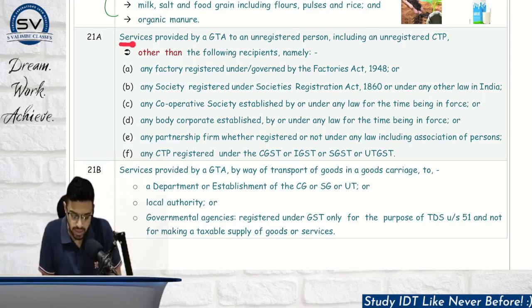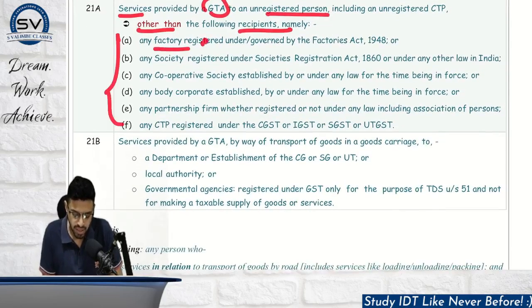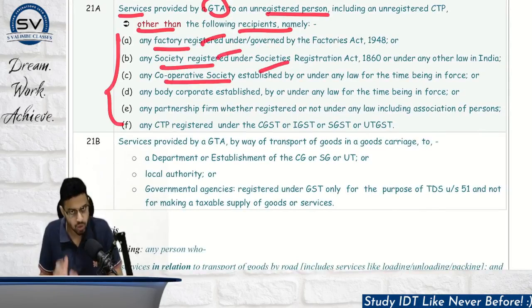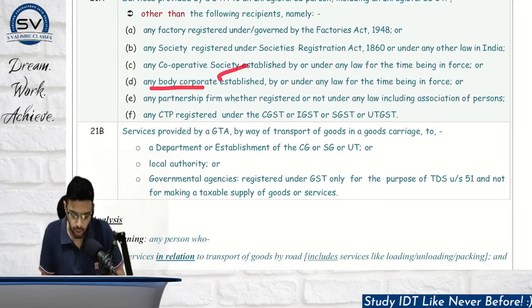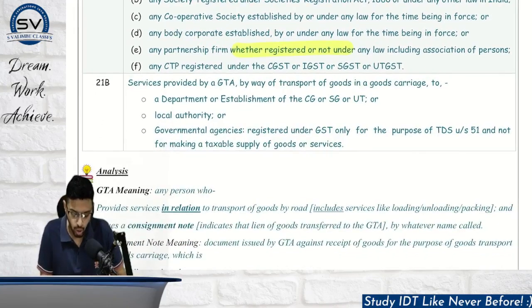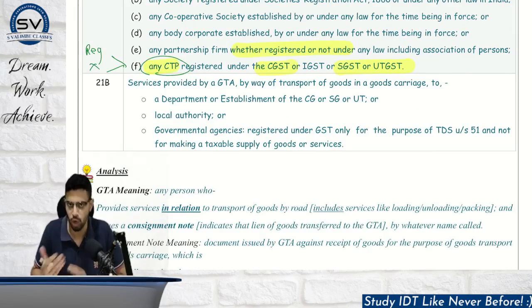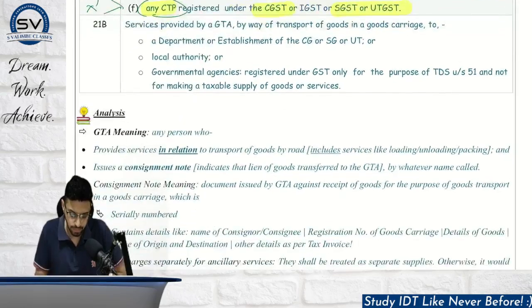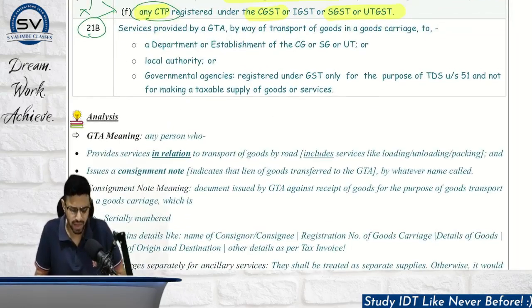Okay. So services by GTA to unregistered person other than following. Now who are following? Registered factory, registered society, cooperative society under any law, body corporate under any law, partnership firm registered or not. Why? Because sir, we talked about this, that in the Indian Partnership Act 1932 registration is not mandatory, or any casual taxable person if registered under GST. So with respect to CTP, you have to see whether he is registered or not. If registered, then yes, GST will be applicable. If not, then it will not be applicable. GST will be exempt.